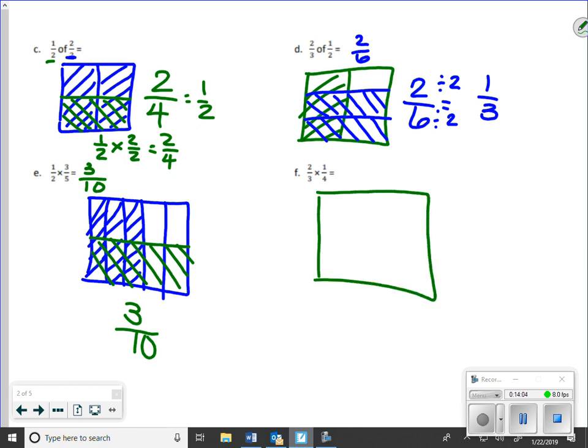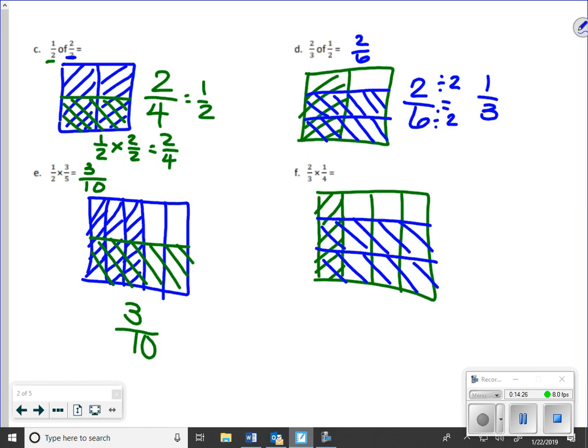How many slices? 1, 2, 3, 4. How many shaded? 1. How many go in the opposite direction? 3. How many shaded? 2. How many double shaded? 2. Out of 12. 1, 2, 3, 4, 5, 6, 7, 8, 9, 10, 11, 12. Can it be simplified? Yes. By 2.